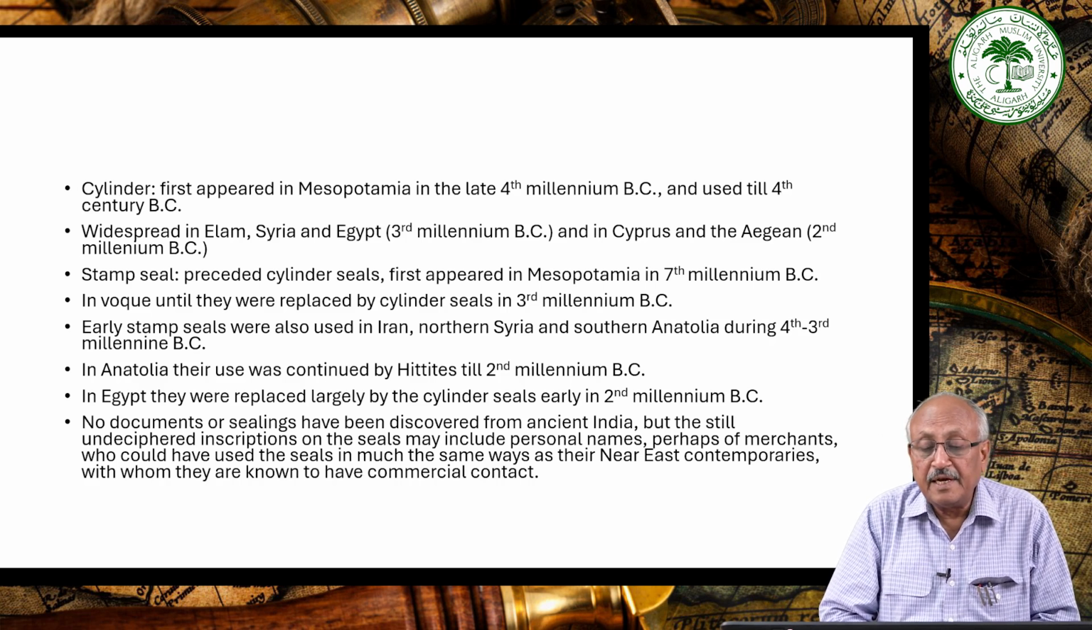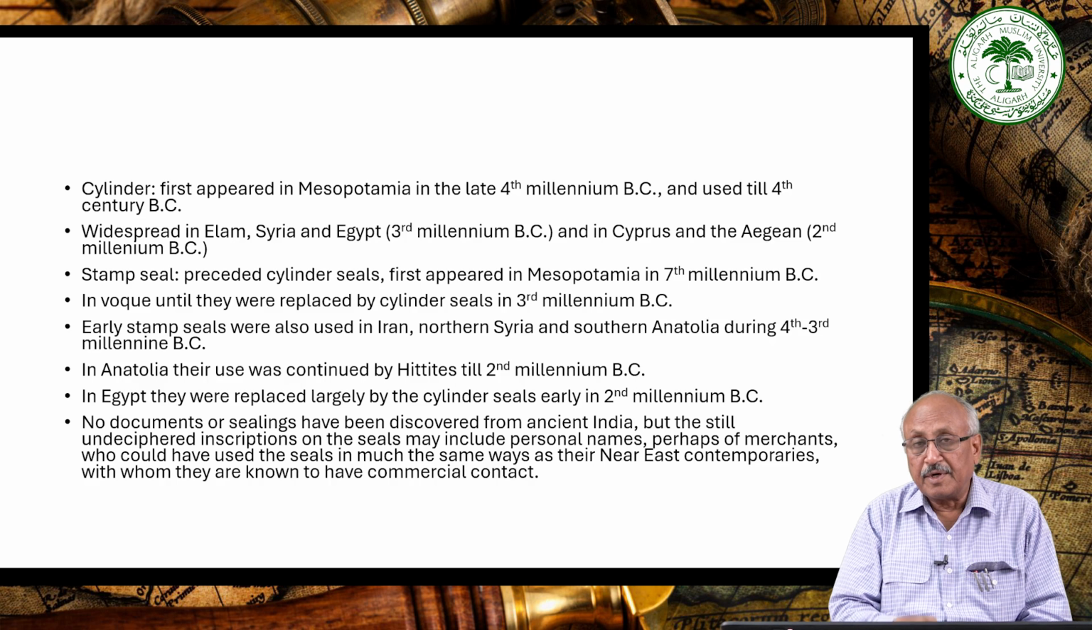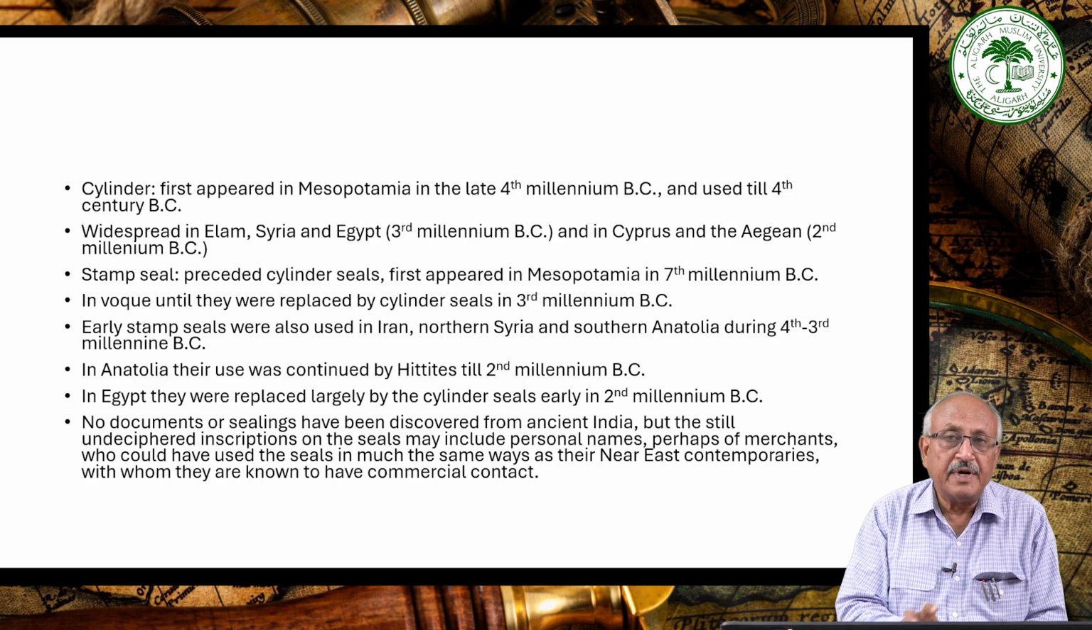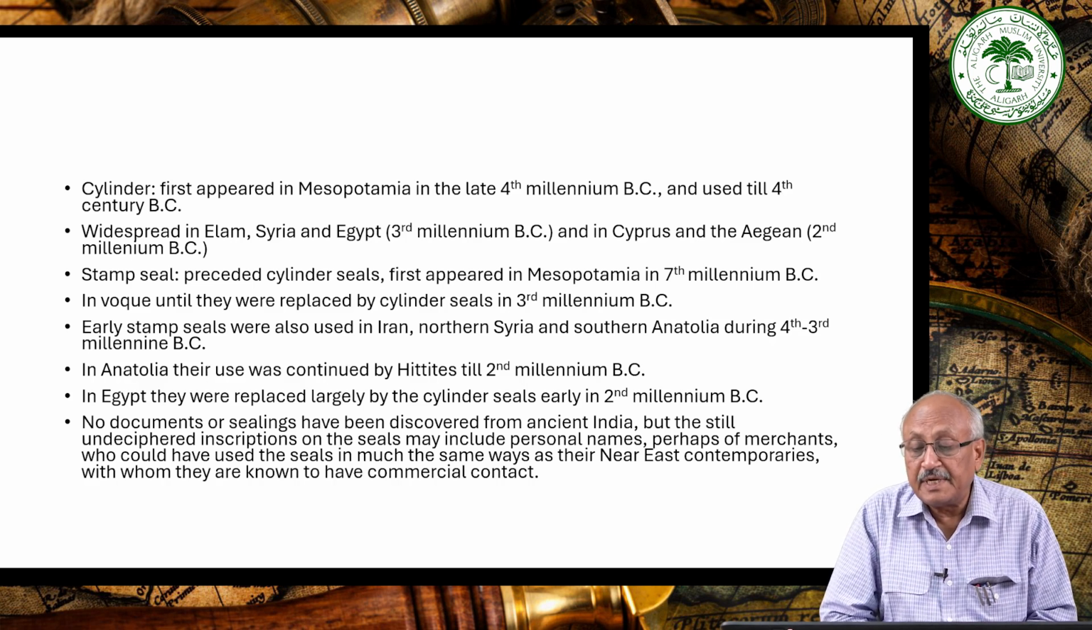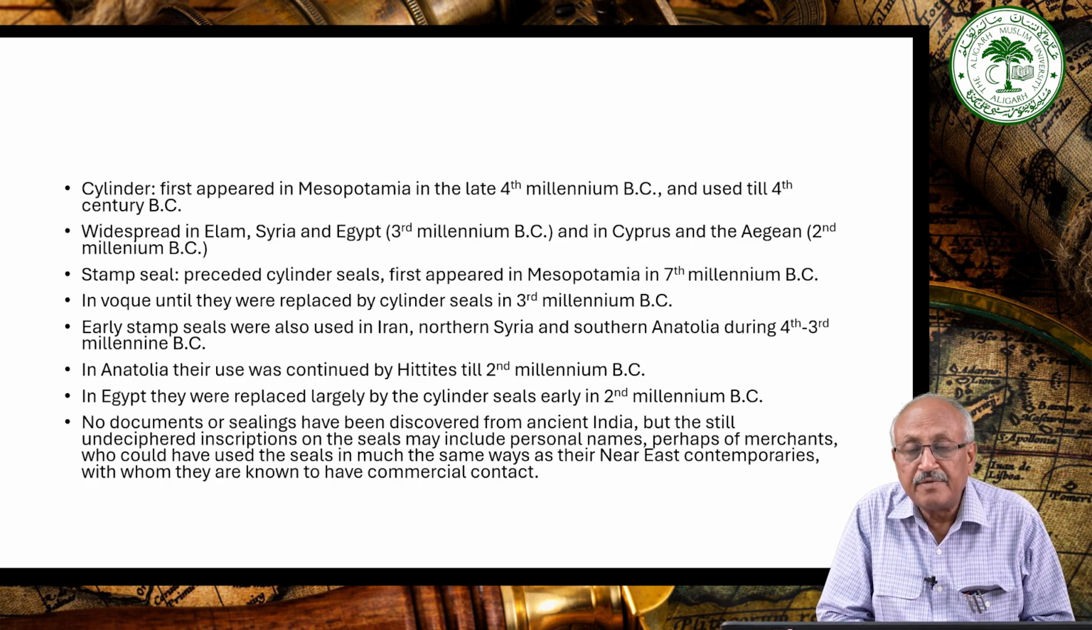No documents of sealing have been discovered from ancient India, but the still undeciphered inscriptions on the seals, especially Indus seals, may include personal names. We don't know, but they may include them. I'm saying this because, as I was telling you earlier, this gap in knowledge can be filled from other contemporary cultures, if you remember that. So we can go back to those cultures and see why they were used. We find that they were used for personal names, perhaps of the merchants, who could have used the seals in much the same ways as their Near East contemporaries, with whom they are known to have had commercial contact.